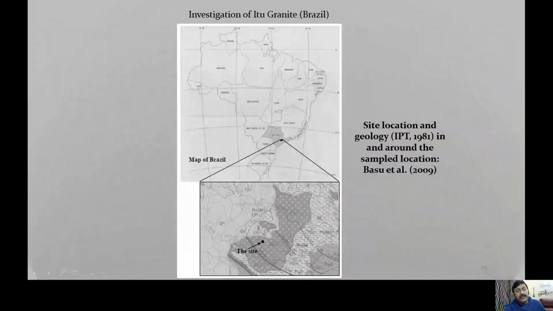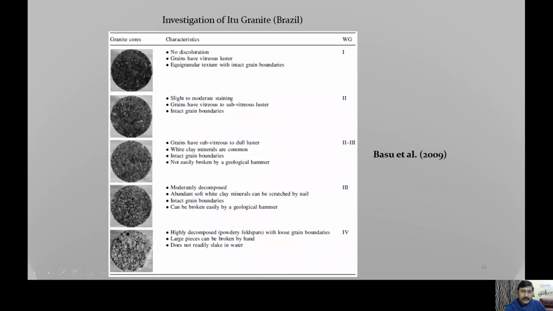Next, I'll be talking about the investigation of E2 granite. This is a granite from southeastern Brazil, and this is a part of my postdoctoral research which I pursued at the University of Sao Paulo. This is the site location, and this is the categorization of weathering grades following the six-fold weathering classification. And as I said before, in my investigation, all the rock materials were investigated; soil material was not considered.